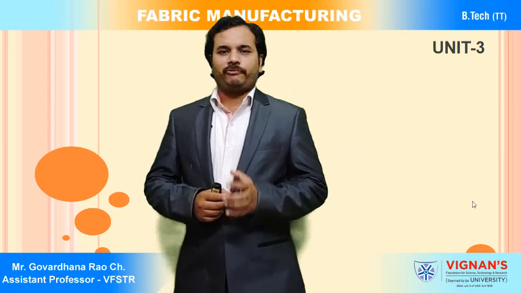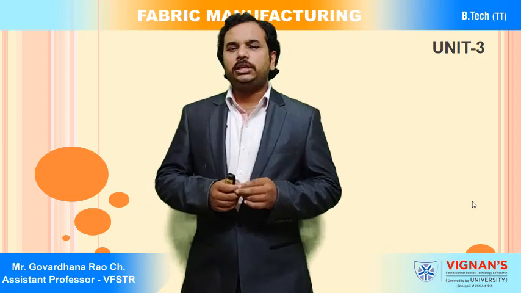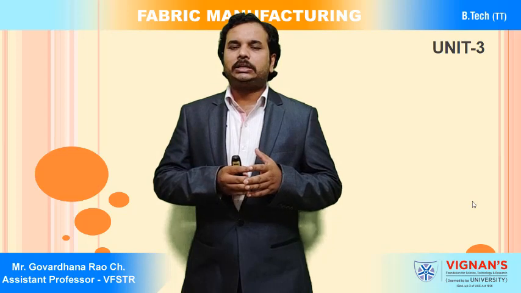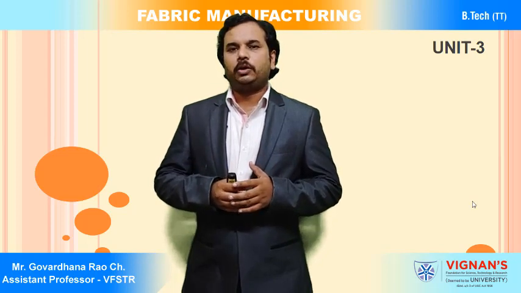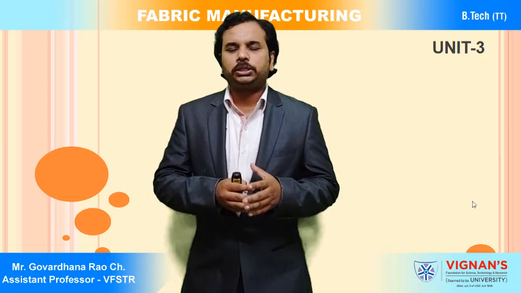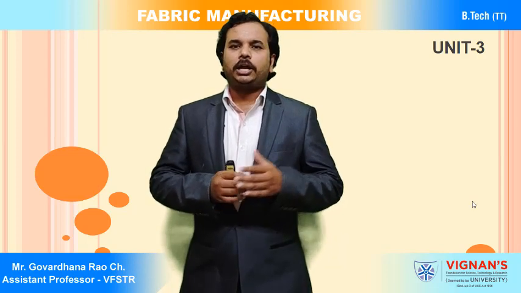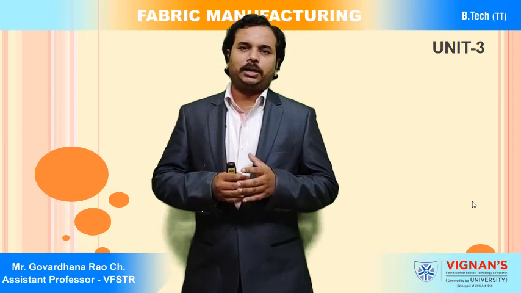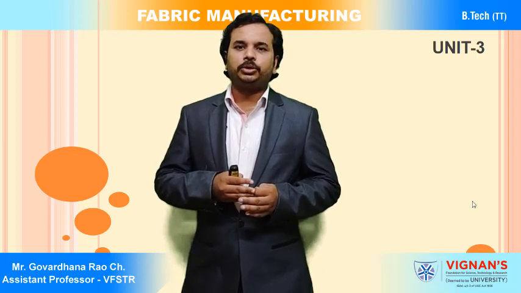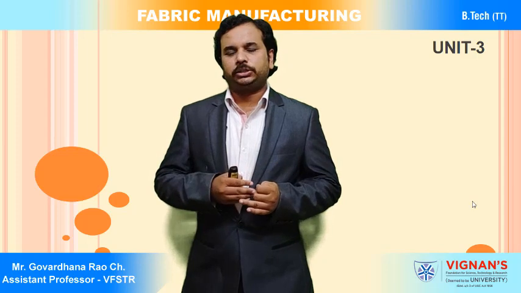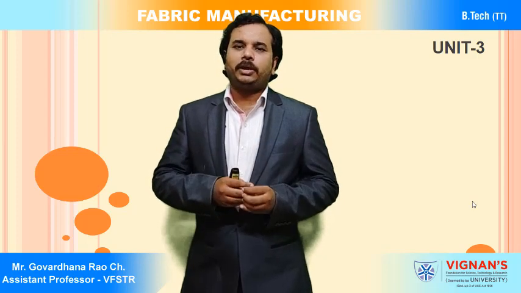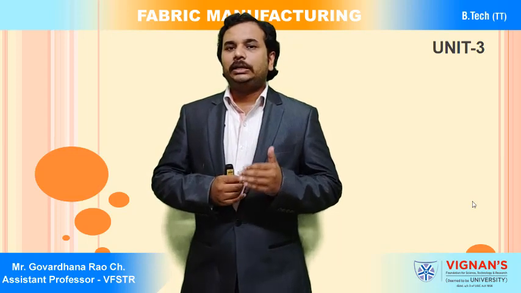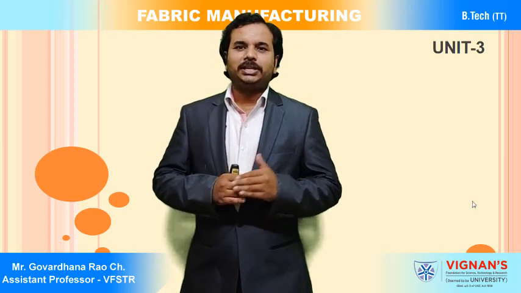And we have seen the different primary motions. What are the loom motions or loom mechanisms? Under loom motions, we have seen that there are three categories: primary motions, secondary motions and auxiliary motions. In the primary motions category, we discussed shedding. The first primary motion is shedding.